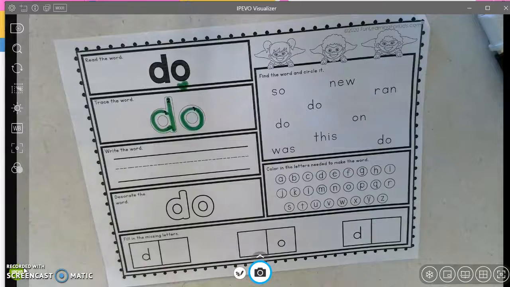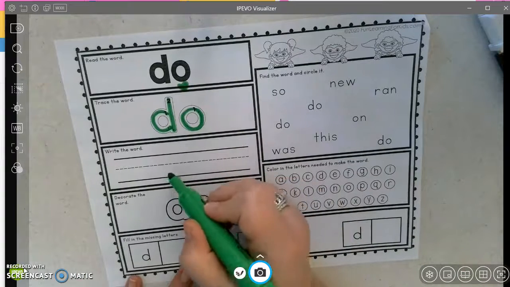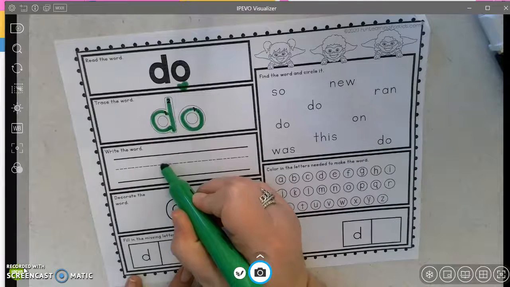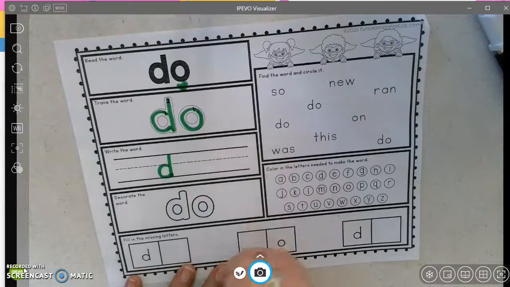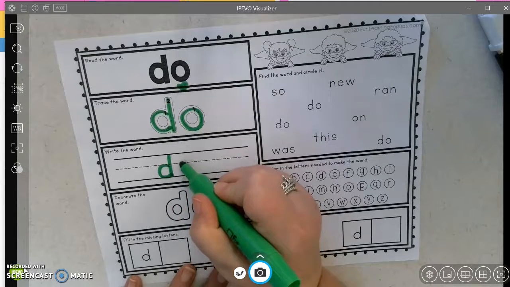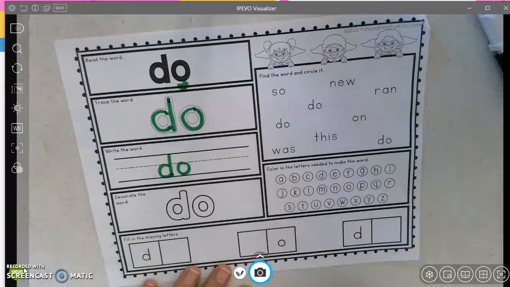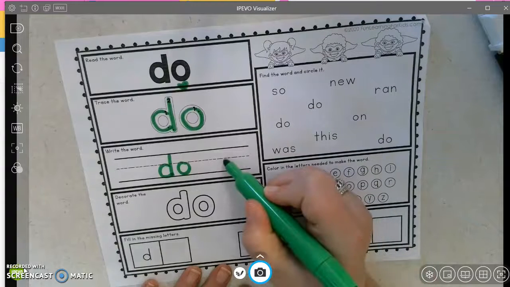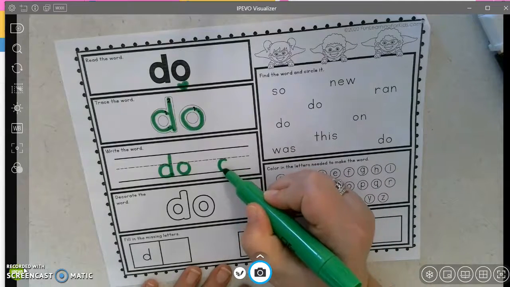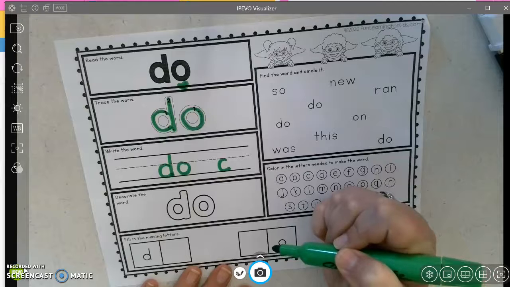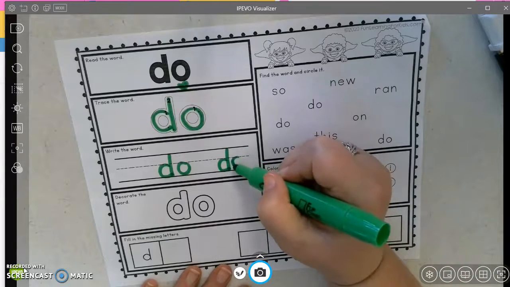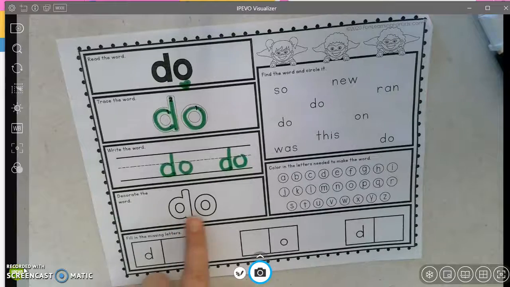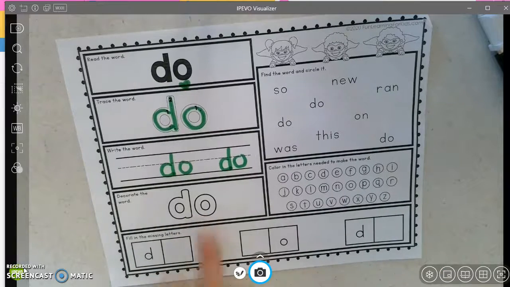Then you're going to practice writing the word on your own. So again, we start at the dotted line, circle around, pick our pencil up, and go down. And then our O. And let's try that again. Start at the dotted line, like a C. I make a C, and then I pick my pencil up and start at the top, and my O. Decorate the word do. You can color it any way you like.